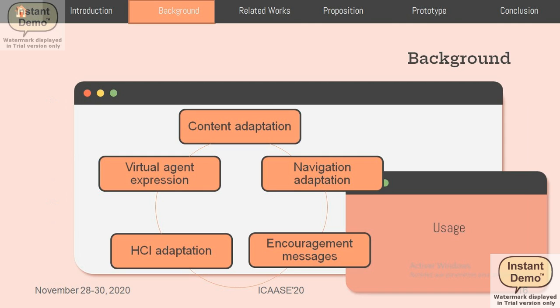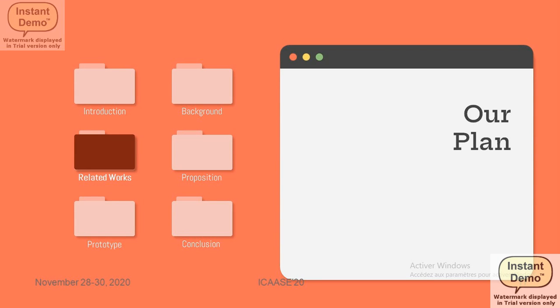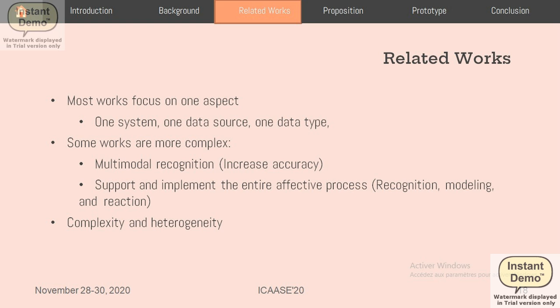The emotional state can be used to adapt the content, adapt the navigation, or to express emotion as a reaction in virtual agents. In this work, we will focus on multi-modal recognition of emotions. These approaches attempt to support and implement the entire affective process from emotion recognition to emotion-based reaction. This goal imposes a certain level of complexity and heterogeneity.